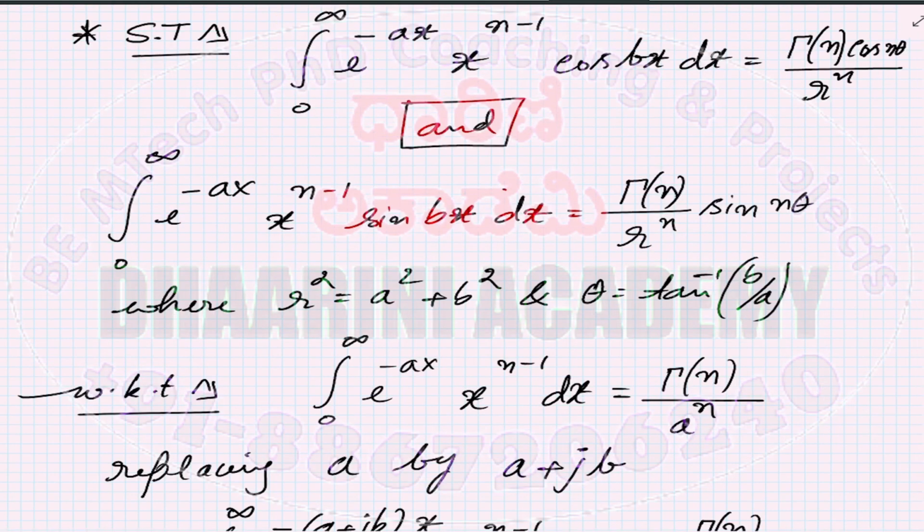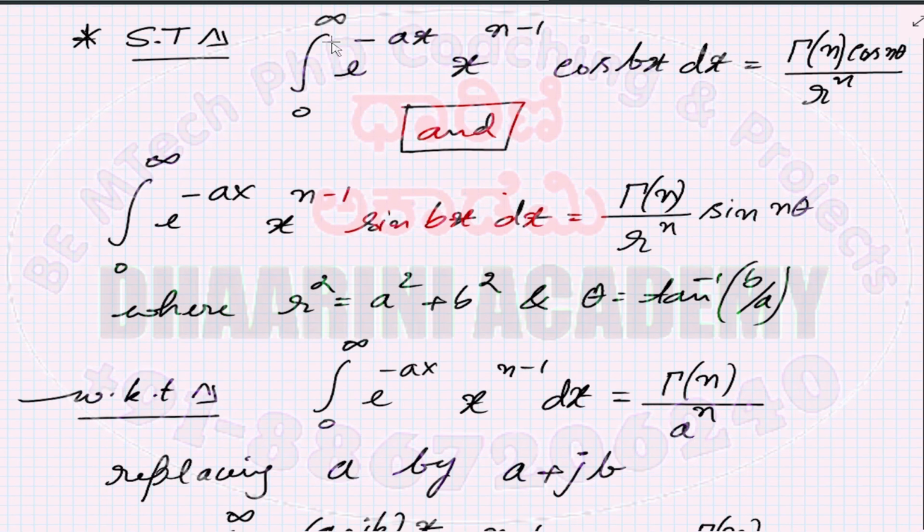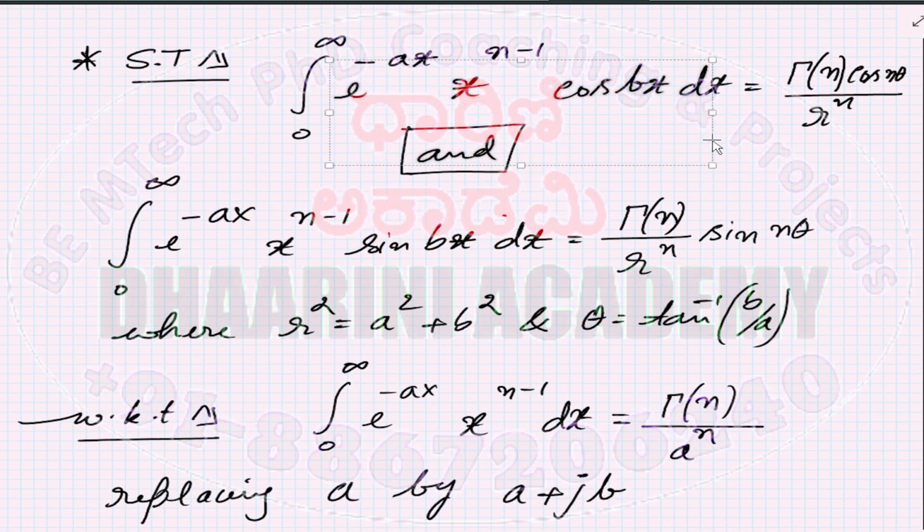So this is the question. Show that integral 0 to infinity e to the minus ax x to the power n minus 1 cos bx dx. So this is the term. We should be able to equate that to gamma n cos n theta by r to the n.